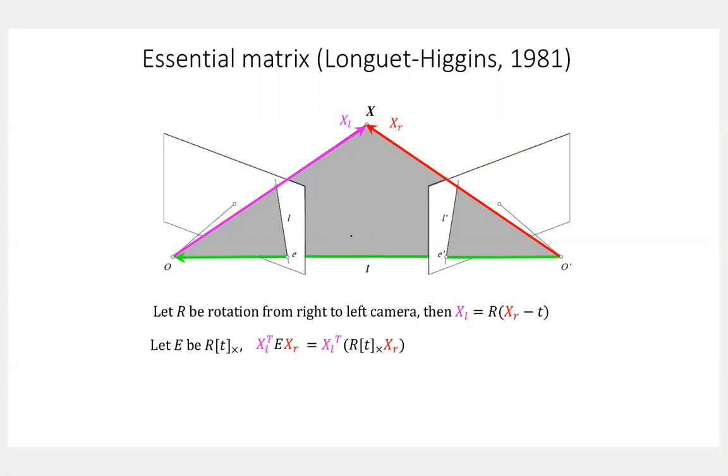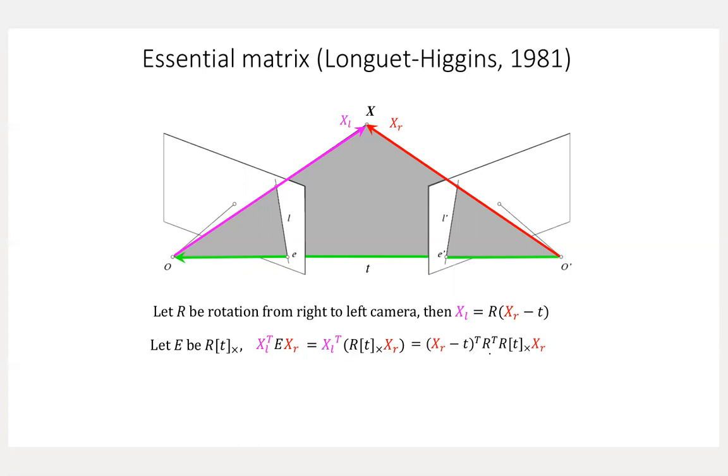So let's verify that. If I have E equal to R times T_x, I multiply by this X_L transpose and X_L. Let's see, if I multiply X_L on this side, what do I get? I have T_x times X_L. Remember, this is actually doing a cross product of X_L, and then I do a rotation of that.